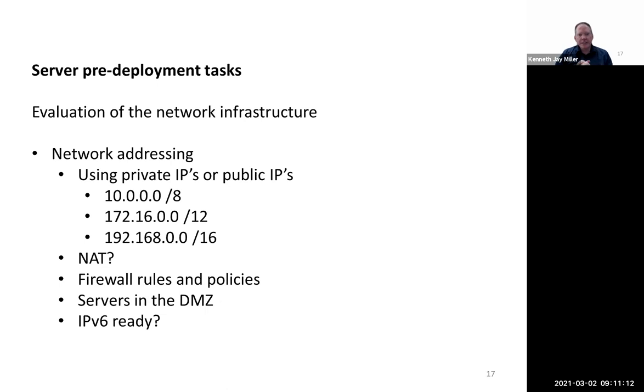So some of the things we need to know about our network, obviously the first thing is what's the addressing, right? So that if we're going to deploy a new server, we need to know where it fits into our IP address scheme. And then we should know: does it need a public IP address or a private IP address? Now, can anybody tell me what's the difference between a public IP address and a private IP address?